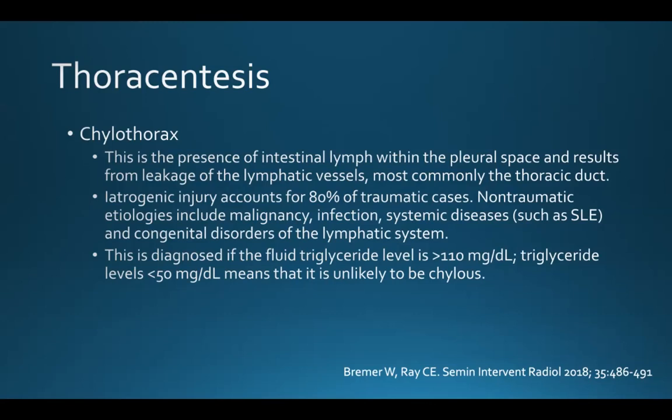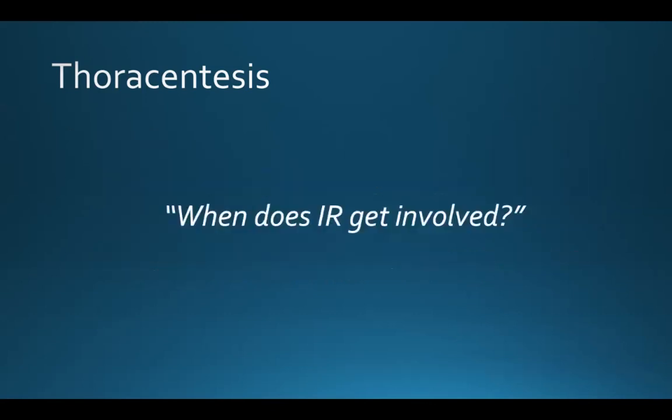And then there's chylothorax. This is the presence of intestinal lymph within the pleural space and results from leakage of the lymphatic vessels, most commonly the thoracic duct. Iatrogenic injury accounts for about 80% of traumatic cases. Non-traumatic etiologies include cancer, infection, systemic diseases such as lupus, and congenital disorders of the lymphatic system. This is diagnosed if the fluid triglyceride level is greater than 110, and if the levels are less than 50, it means it's unlikely to be chylous.